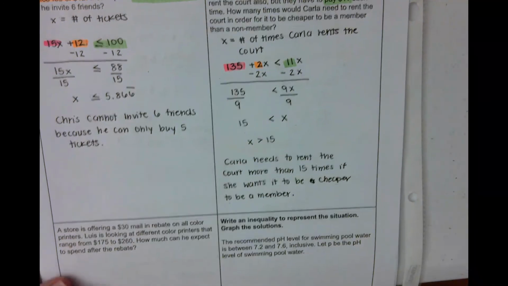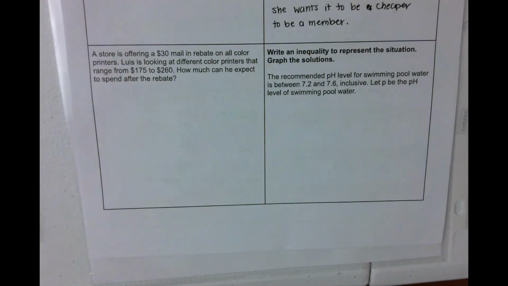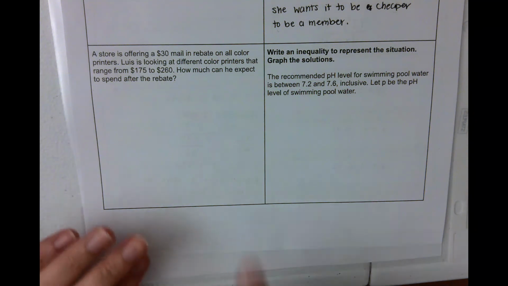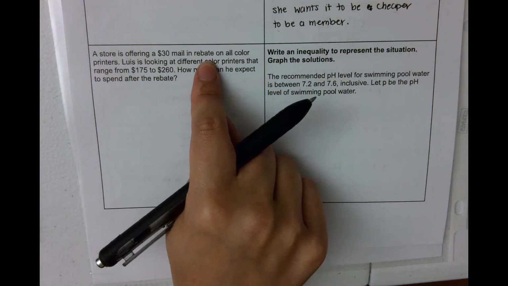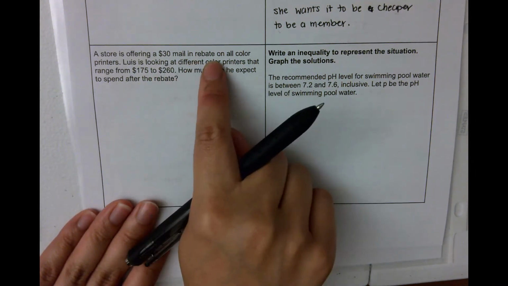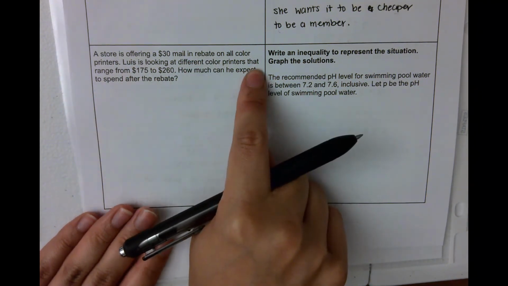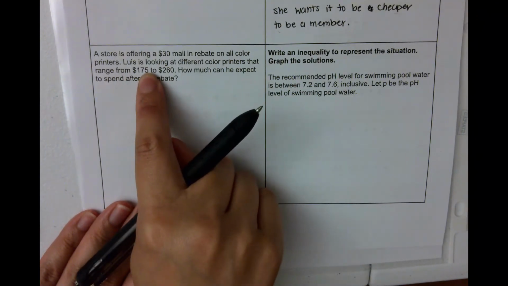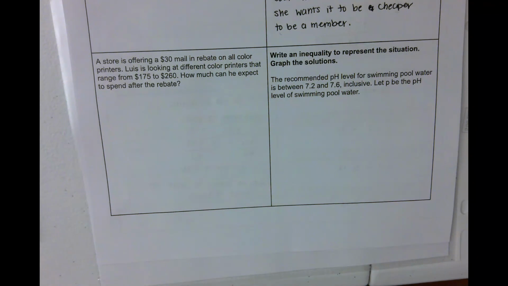Okay, let's move to the last ones then. Okay, so a store is offering a $30 mail-in rebate. Okay, for those of you who don't know what a rebate is, it's when you buy something and then you mail in something and you get the money back, right? So a store is offering a $30 mail-in rebate on all color printers. Okay. Lewis is looking at different color printers and they range from $175 to $260. Okay, how much can he expect to spend after the rebate?